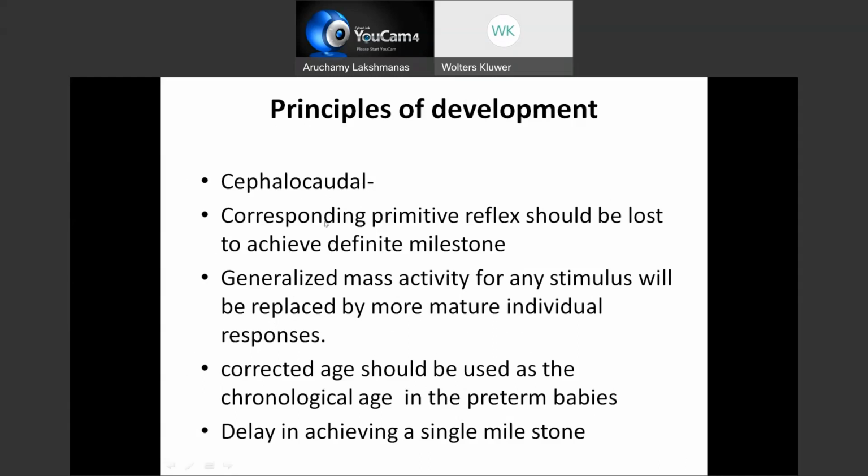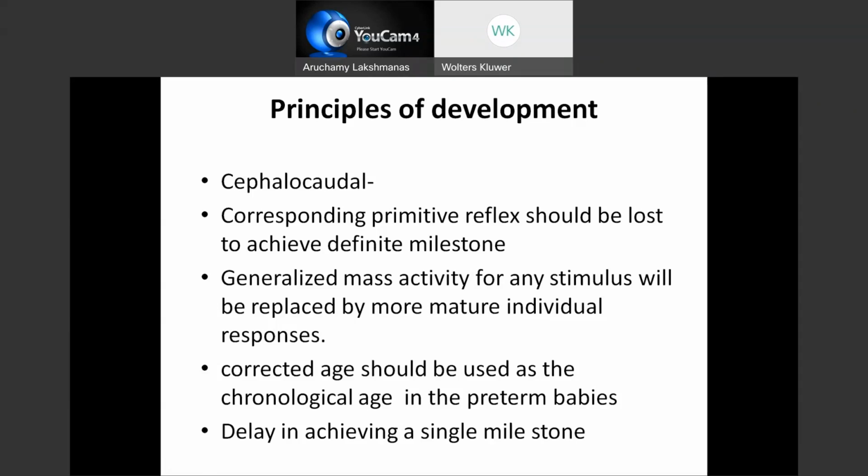And the corresponding primitive reflex will be lost to achieve the definitive milestone. Suppose there is the asymmetric tonic neck reflex. The child is trying to turn in the bed, that arm will extend. It will prevent the baby from turning to the other side. So up to 5 months, the baby cannot turn in the bed because of the presence of this asymmetric tonic reflex. So once the reflex disappears, they can turn in the bed. Usually this disappears by 4 to 5 months. So like this, all the primitive reflexes should be lost before the corresponding milestone develops.